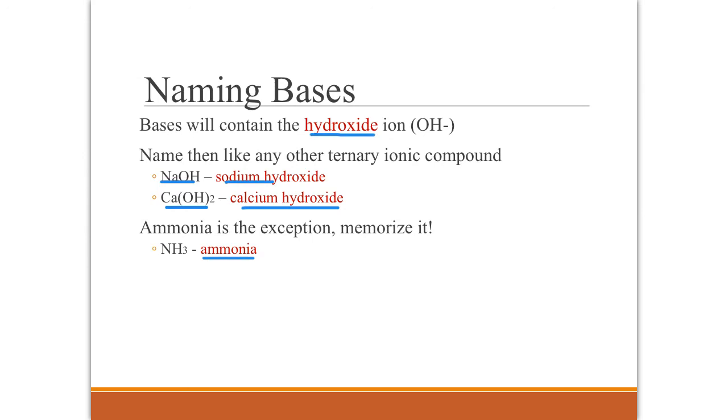So this covers the basics for naming acids and bases, the stuff that you need to know. Put that together with the information on naming ionic compounds and naming covalent compounds, and all of those chemical formulas should start to make a little more sense to you as you look at them from this point onward.